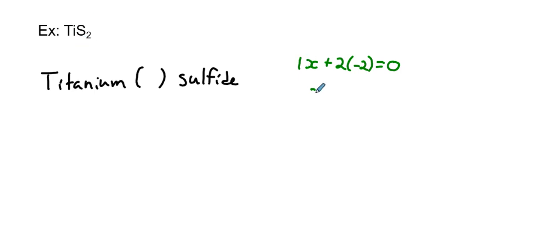1 times X is just X. And 2 times negative 2 is negative 4. So X minus 4 equals 0. X equals 4. Notice I didn't have to divide in this step because the subscript on the transition metal was 1. So that made my life a little easier here. So this is 4. The Roman numeral for 4 is 1 before 5, so IV. So this is titanium(IV) sulfide.